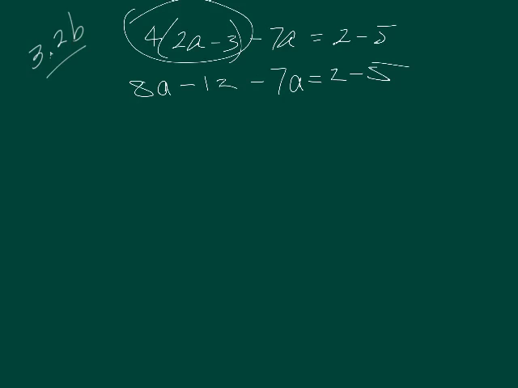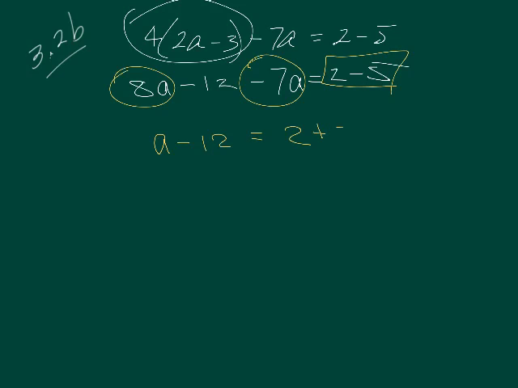All right, so then I'm going to look here and see if I have any like terms I can combine. I have an 8a and a negative 7a, so I can combine those. 8 minus 7 is 1a, and I'll just leave it as a. I don't have to put a 1 in front of it. Minus 12. I have a 2 minus 5, which is the same as 2 plus negative 5. So signs are different, so I take the difference between 2 and 5, which is 3, and put the sign of the largest number on there.